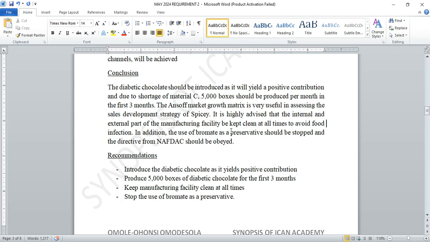The internal and external parts of the manufacturing facility should be kept clean. And then the bromate used as a preservative should be stopped. They should stop using it because NAFDAC has warned them. Then give a recommendation.